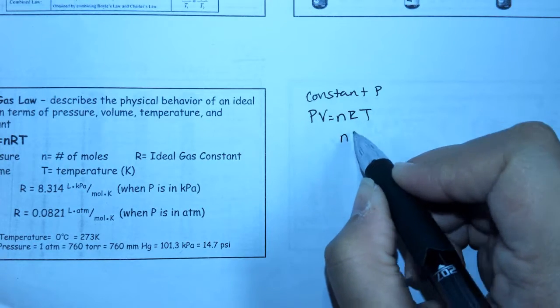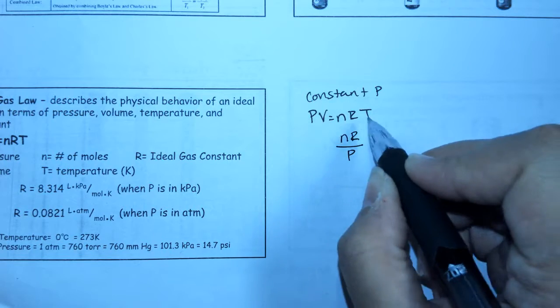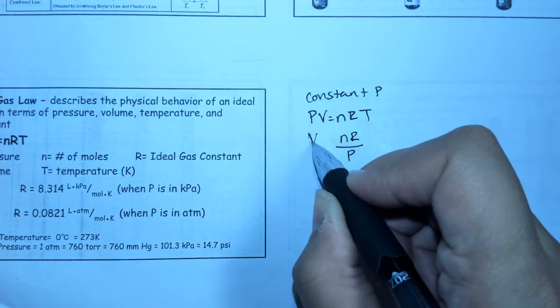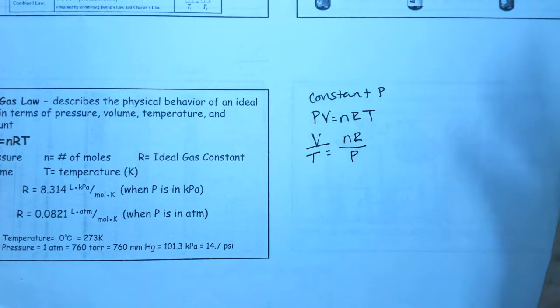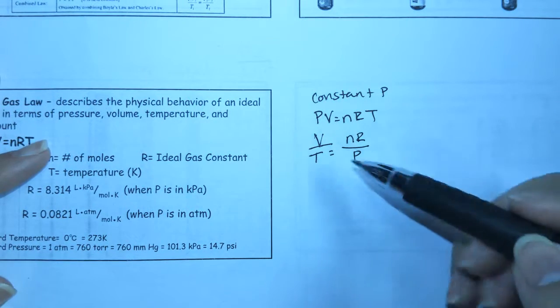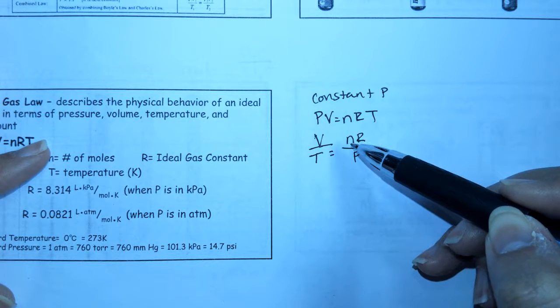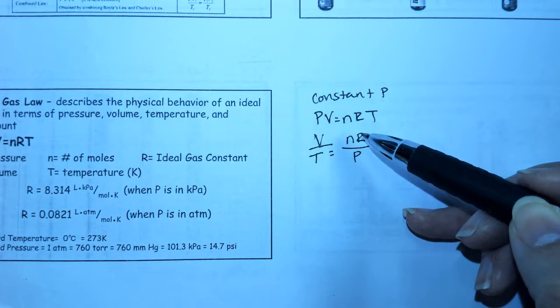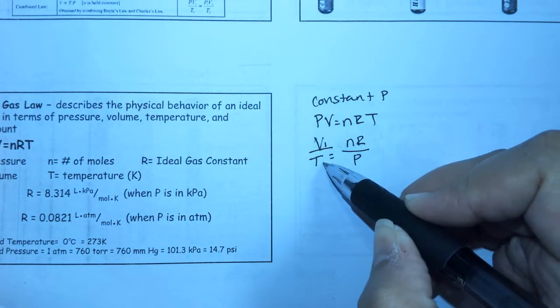So nR is a constant, and so I'm going to bring P over here by dividing it on both sides, and then I'm going to move T over here and divide each side. So realistically, or ideally, if pressure is staying constant, it should be remaining constant with the amount and the ideal gas constant. So the only thing that's changing is volume and temperature.